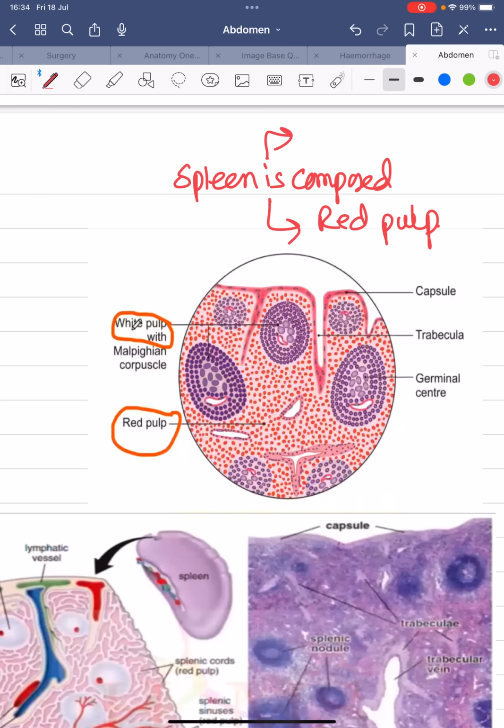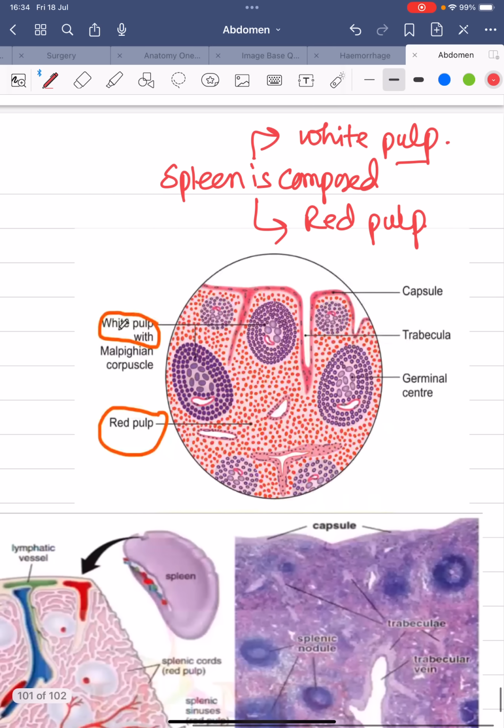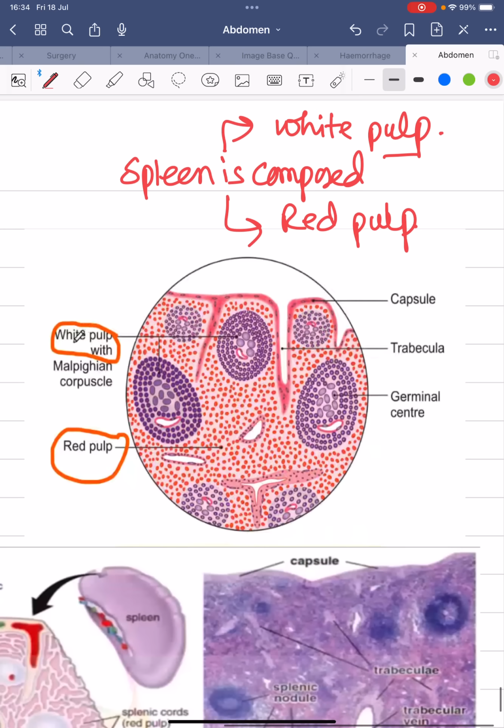Okay, it is composed of what? Red pulp and white pulp. So first thing, red pulp, as you can see, this whole area is a reddish color due to the presence of a large amount of RBCs. This is known as the red pulp.